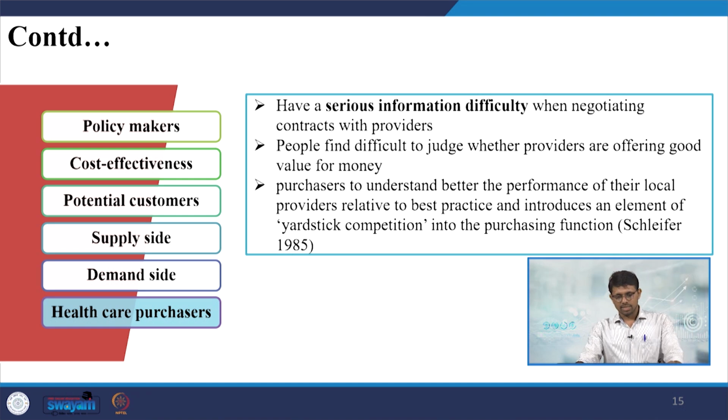Now, healthcare purchasers: what type of purchasers are important? Those who are purchasers of healthcare face a serious information difficulty when negotiating contracts with providers. People find it difficult to judge whether providers are offering good value for money. Purchasers need to understand better the performance of their local providers relative to best practice, and introduce an element of yardstick competition into the purchasing function, as mentioned in this work.